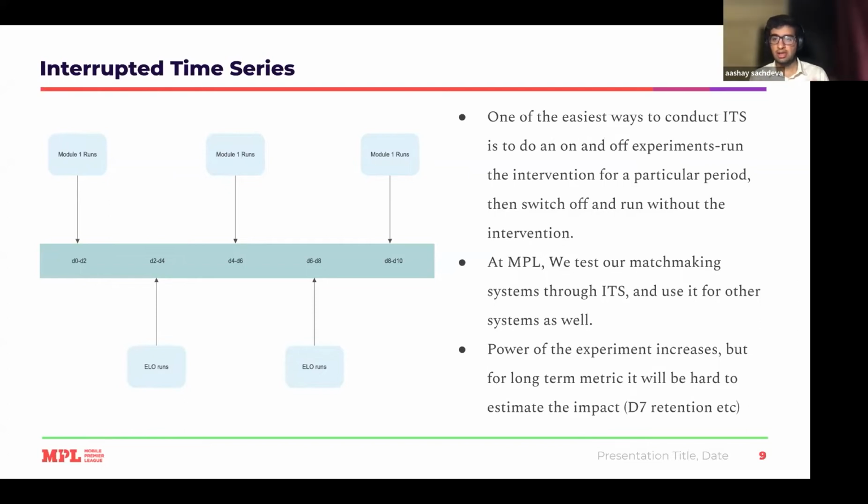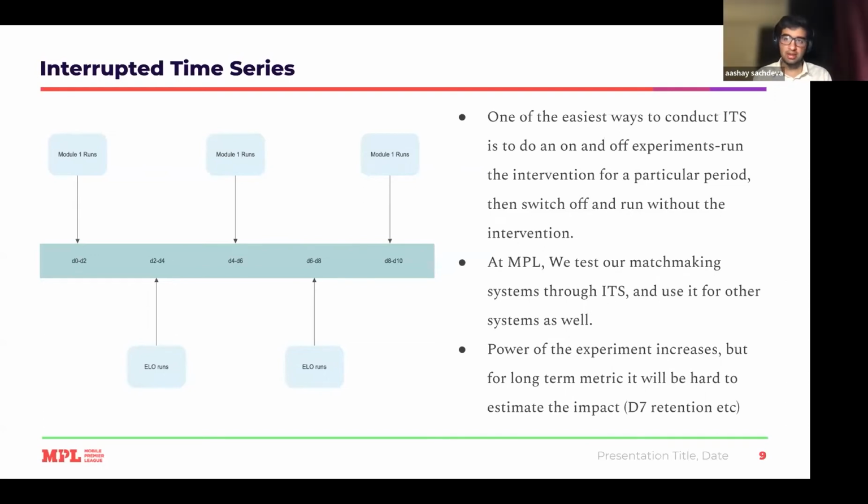Now, of course, there will be users coming and going, and a lot of things might be happening on the platform in terms of pricing or marketing. But if we average it out, this usually gives us a statistically significant result if we run it for a decent enough time interval. MPL thankfully has a decent user base, so we are usually able to conclude this experiment in 10 days, which is still a huge amount of time, but that is what we have found to be the number of days we need to have a statistically significant result in terms of the power of the experiment.